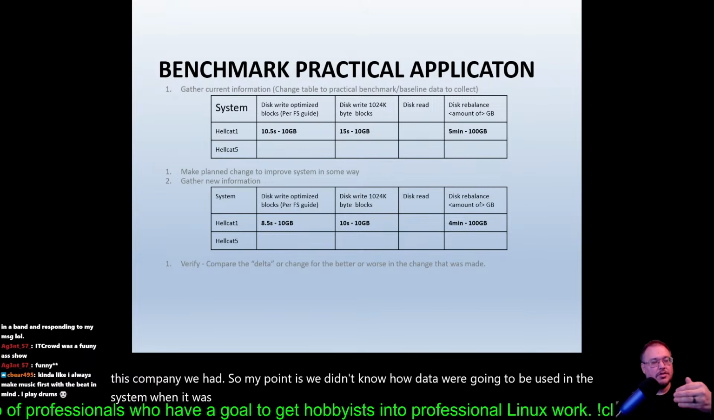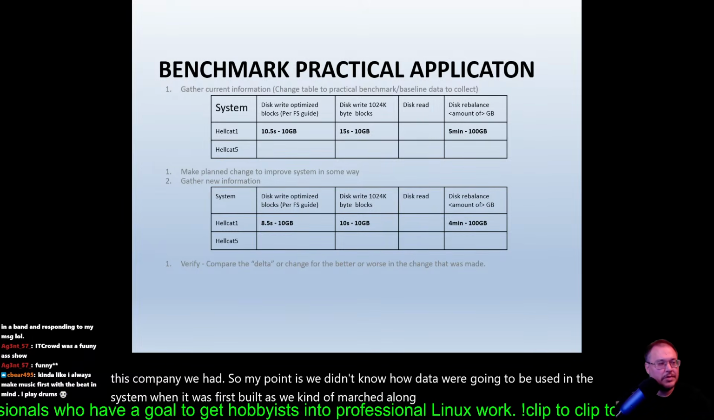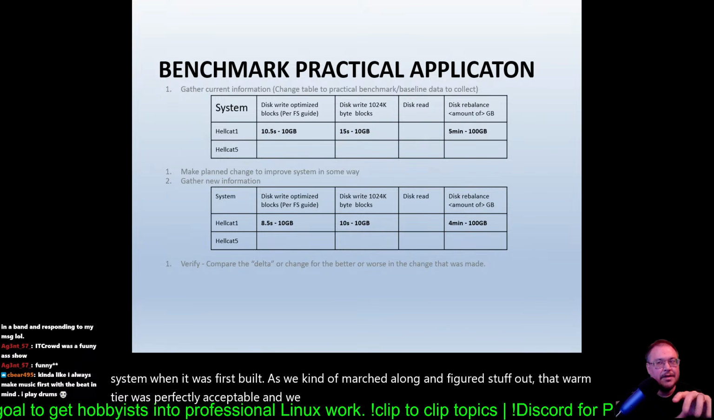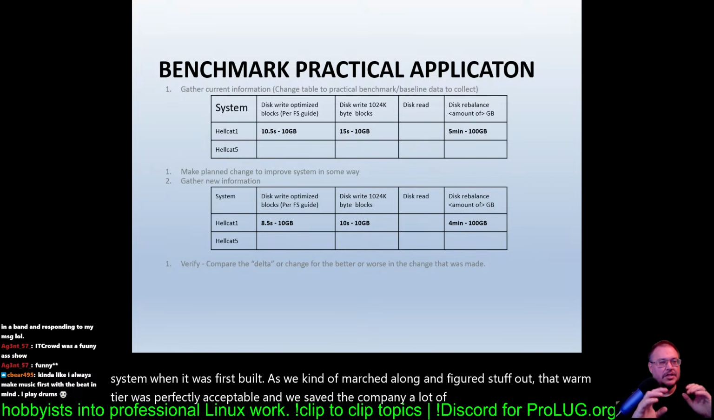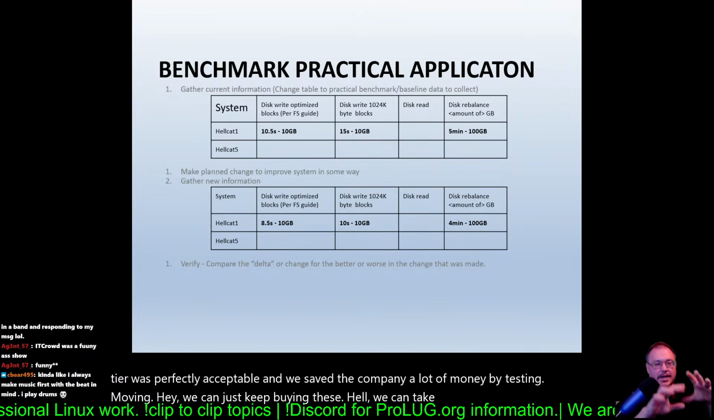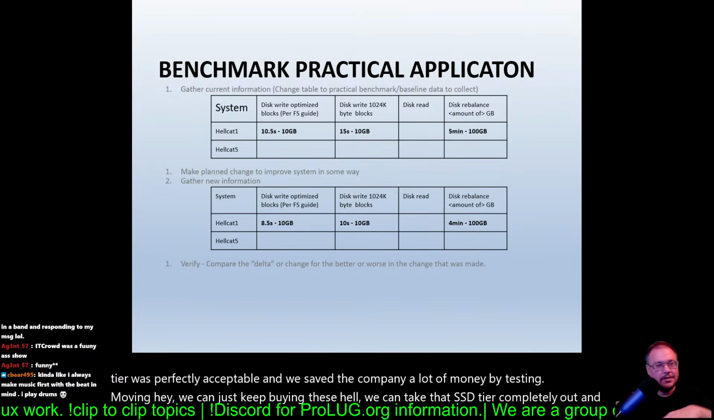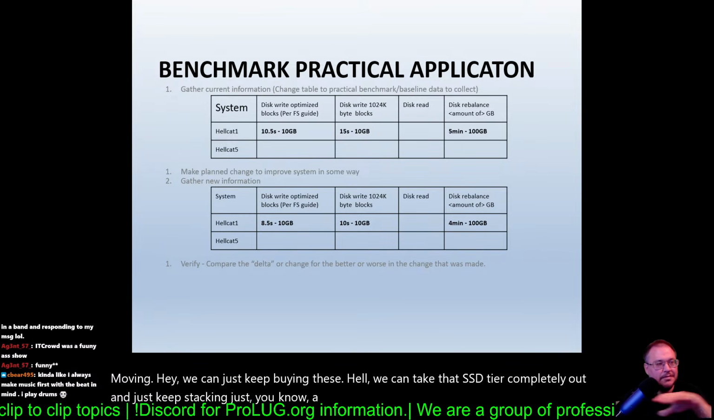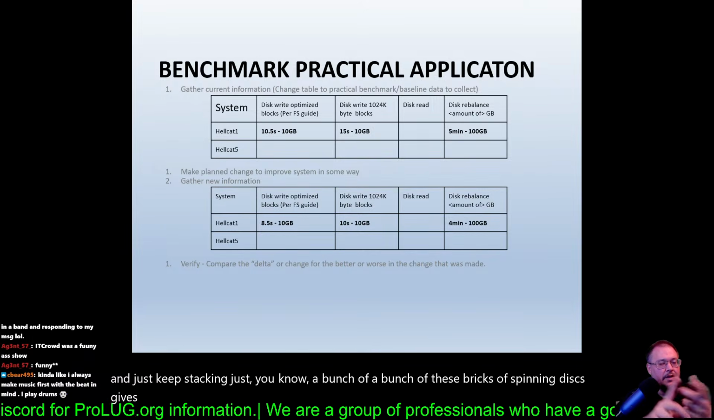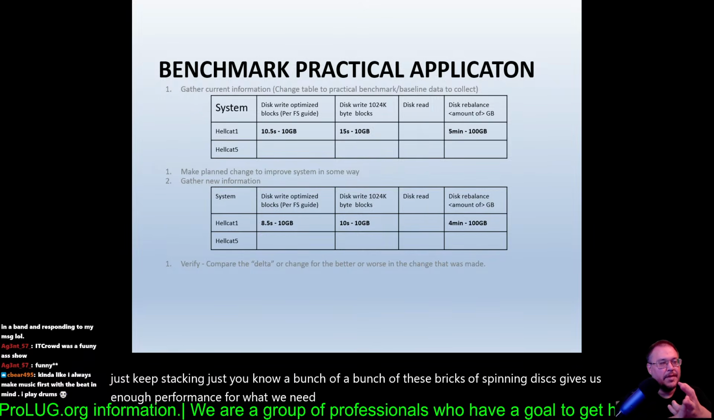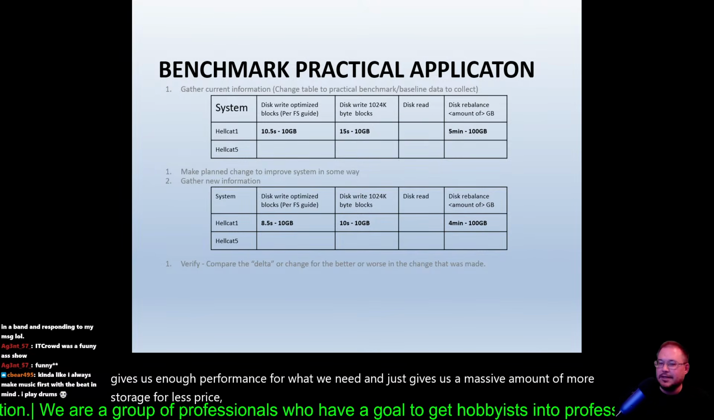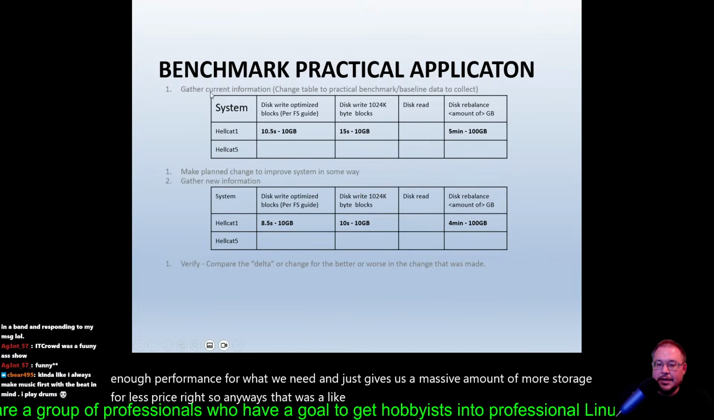As we marched along and figured stuff out, that warm tier was perfectly acceptable. We saved the company a lot of money by testing and proving, hey, we can just keep buying these. We can take that SSD tier completely out and just keep stacking a bunch of these bricks of spinning disks. It gives us enough performance for what we need, and a massive amount more storage for less price, right? So, anyways, that was a little object lesson in it.